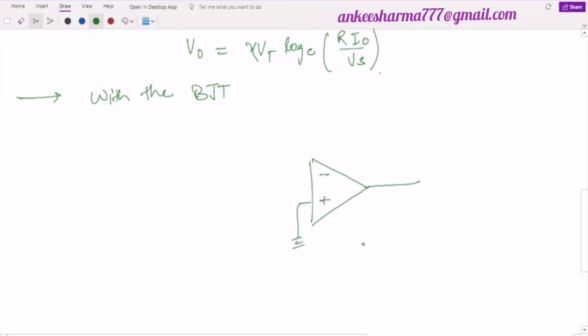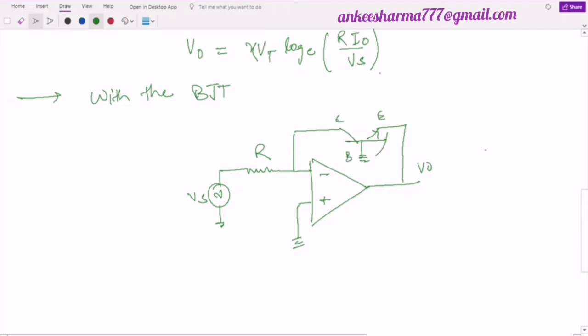Non-inverting terminal will be grounded. Inverting will be connected to a series resistance R with a voltage source over here, Vs. And in place of this, I'm going to have my transistor. So this is V0 and this terminal is base, which is grounded. Let this be the emitter, this will be the collector, and this is the base. So definitely this voltage will be VEB.